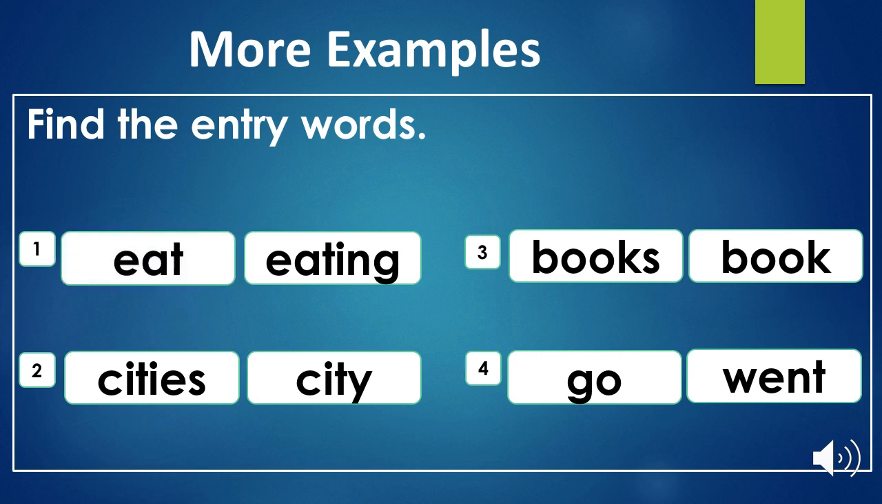Number 2, you have cities and city. Which one is the original, the base word that you should look up? It's city. Very good. Now, number 3, we have books and book. It would be book. Number 4, go, went. Which one of these two is the base one, the original one? It's go. Very good. So this is what we mean by entry words.